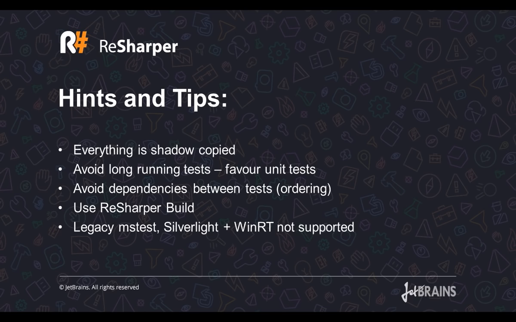Use ReSharper Build. There's a very, very useful tip. ReSharper Build is very good at speeding up building of your solution, reducing the time it takes to build multiple projects by skipping them and only building them if they really need to be built. And finally then, continuous testing does not support legacy MSTest, which is the .testsettings, I believe it is. It doesn't support Silverlight or WinRT tests either.